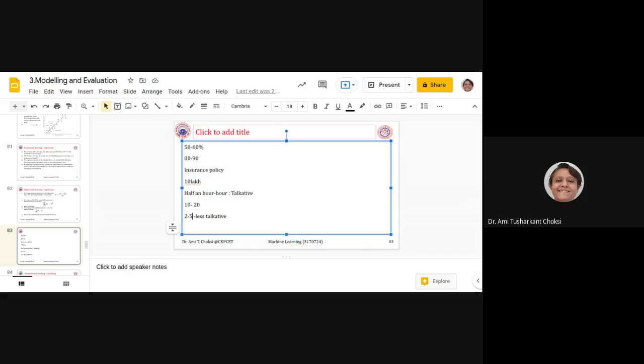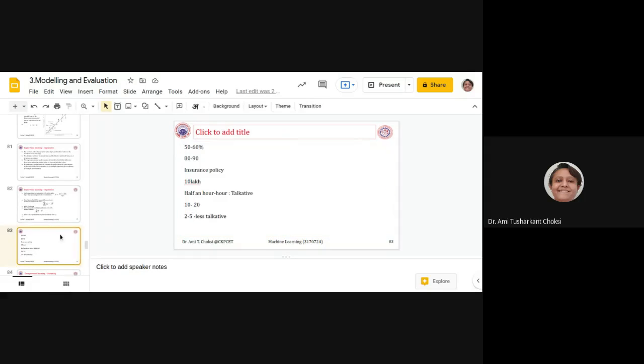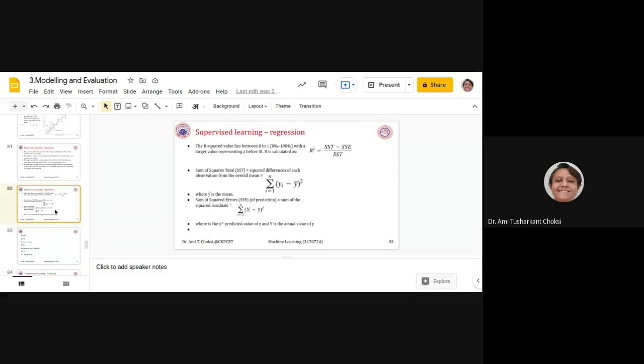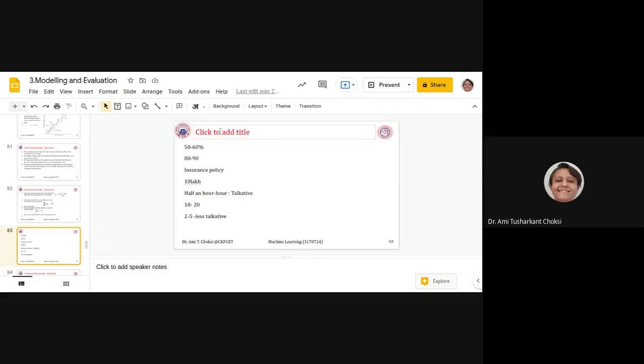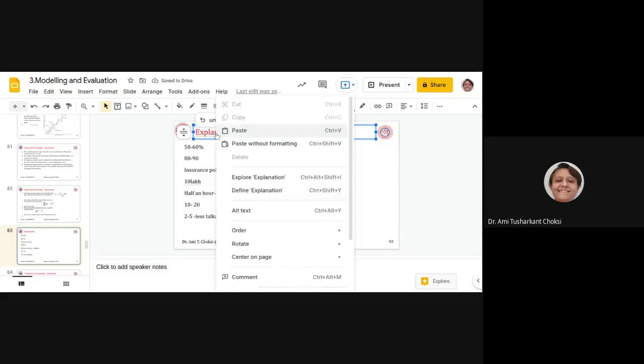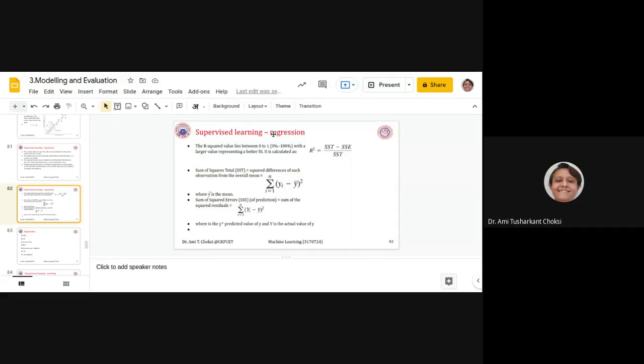Based on your similar characteristics, you are making the group. Okay, that is what clustering is. So you can say this is the explanation, right? In between explanation, but it should be there, right? Okay. So yeah.